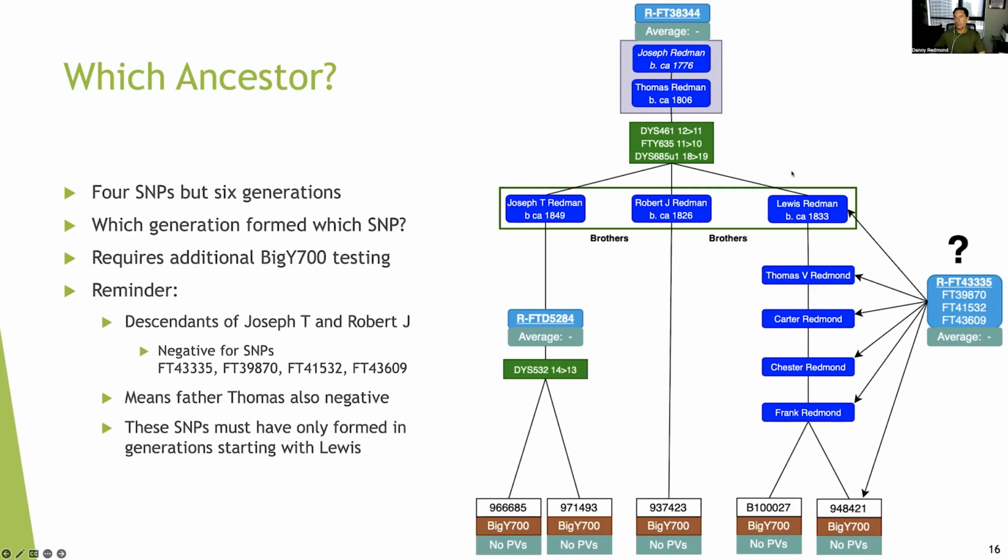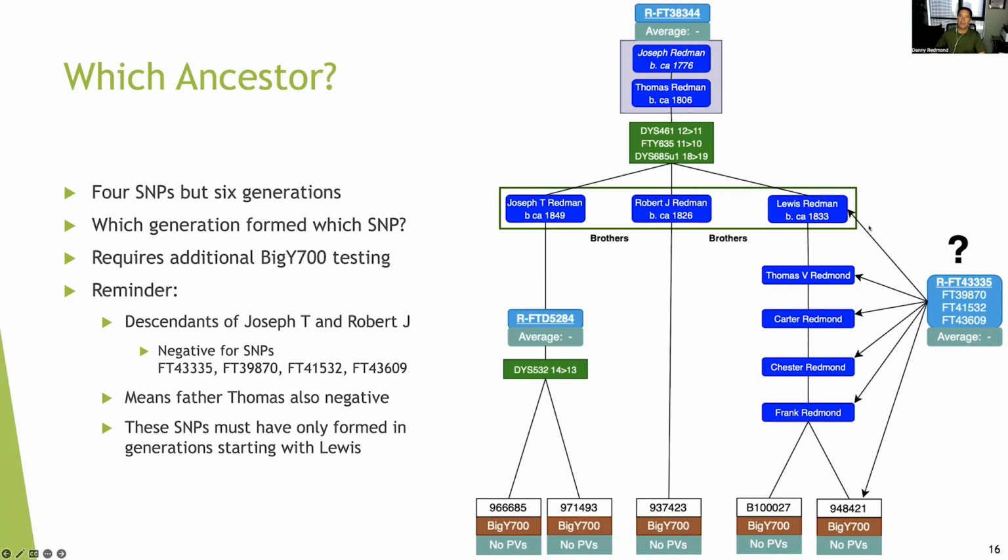I had 4 SNPs. Now, Thomas Redmond up here had 4 sons, but I managed to test 3 descendants of 3 of his sons. So I want to talk about this for a second. Thomas Redmond had these 3 sons. I descend from Lewis. When I say that these are private variants, they had to have been created from Lewis on down to me, because our common ancestor with my cousins here was Thomas, right?